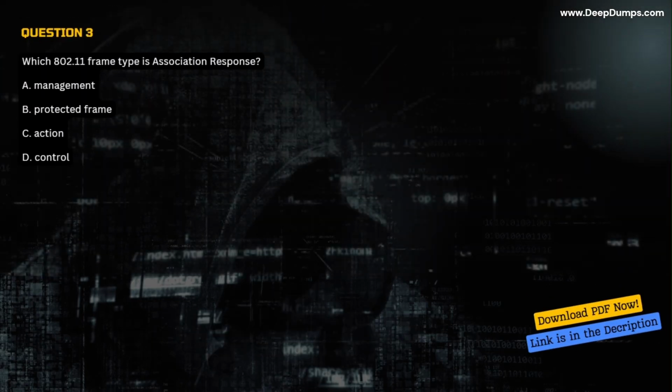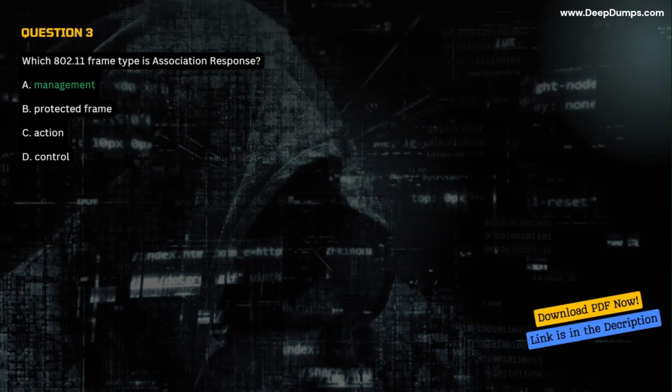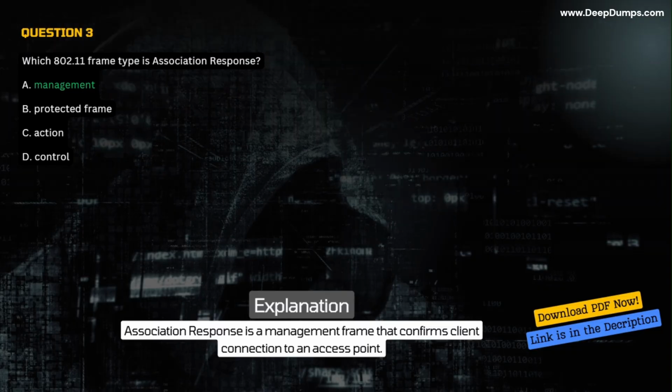Question 3. Which 802.11 frame type is association response? A. Management. B. Protected frame. C. Action. D. Control. Correct answer A. Management. Explanation. Association response is a management frame that confirms client connection to an access point.